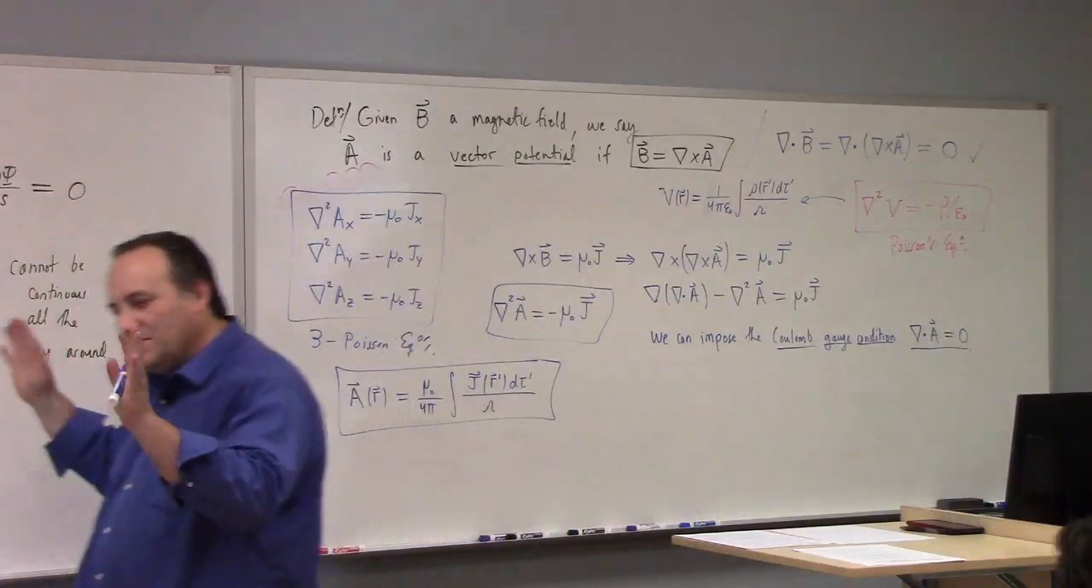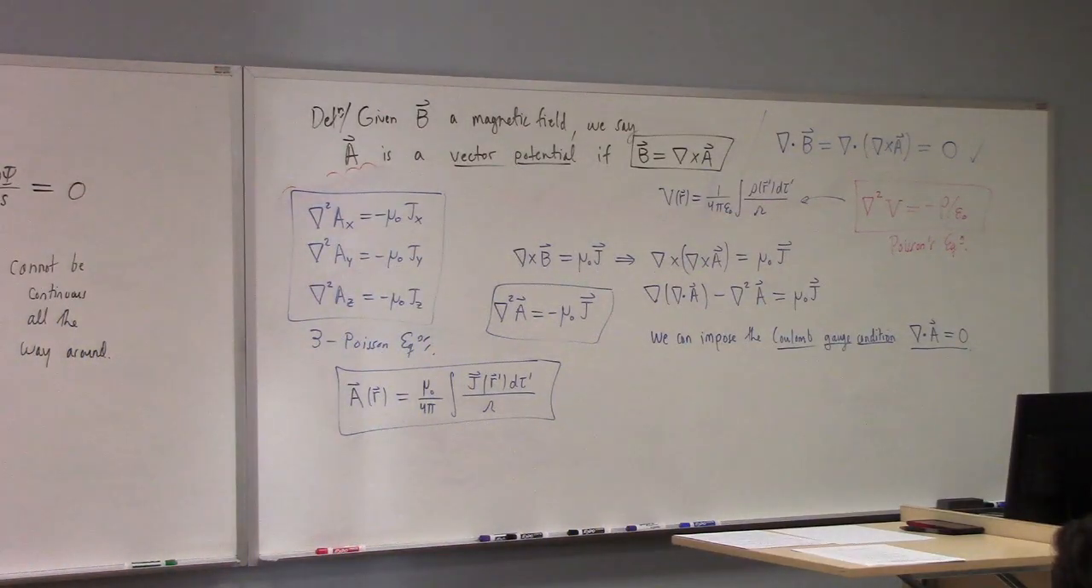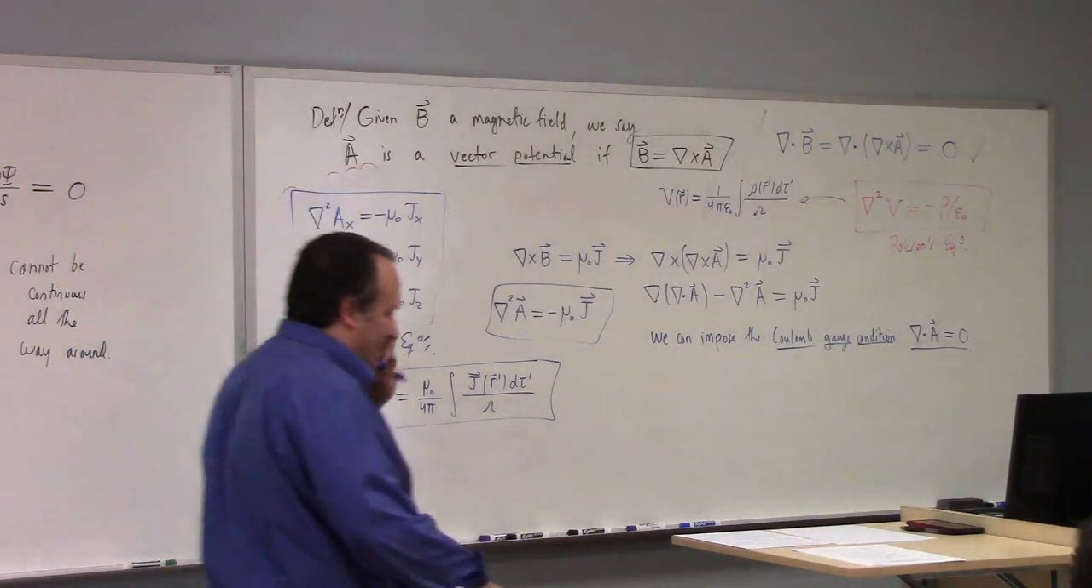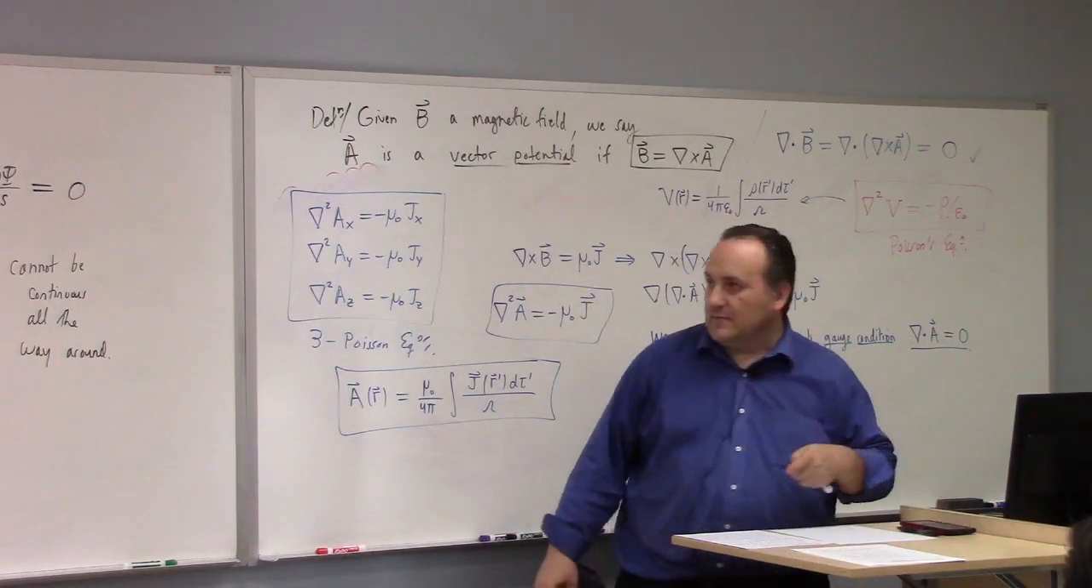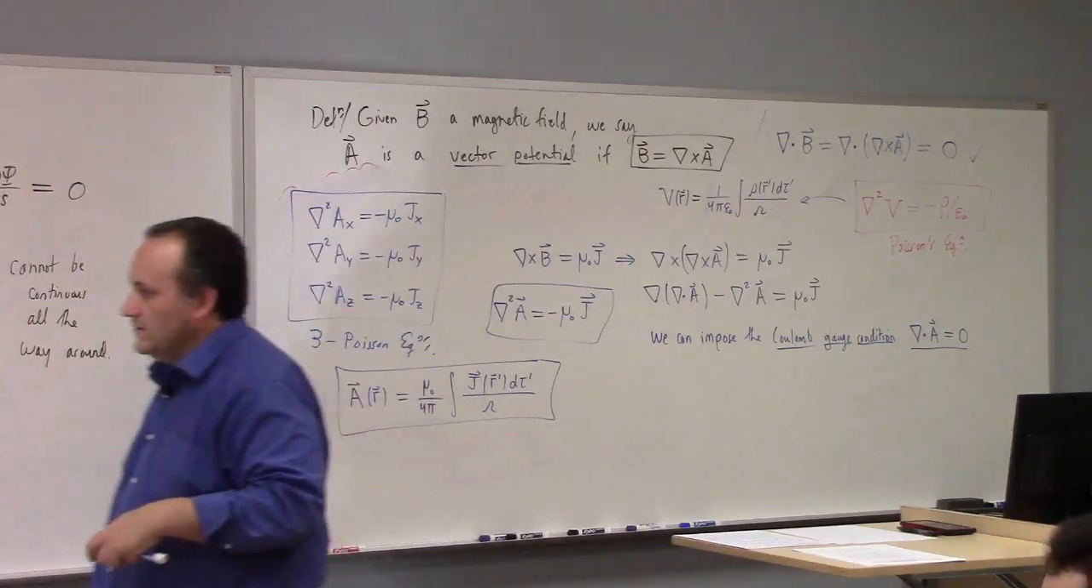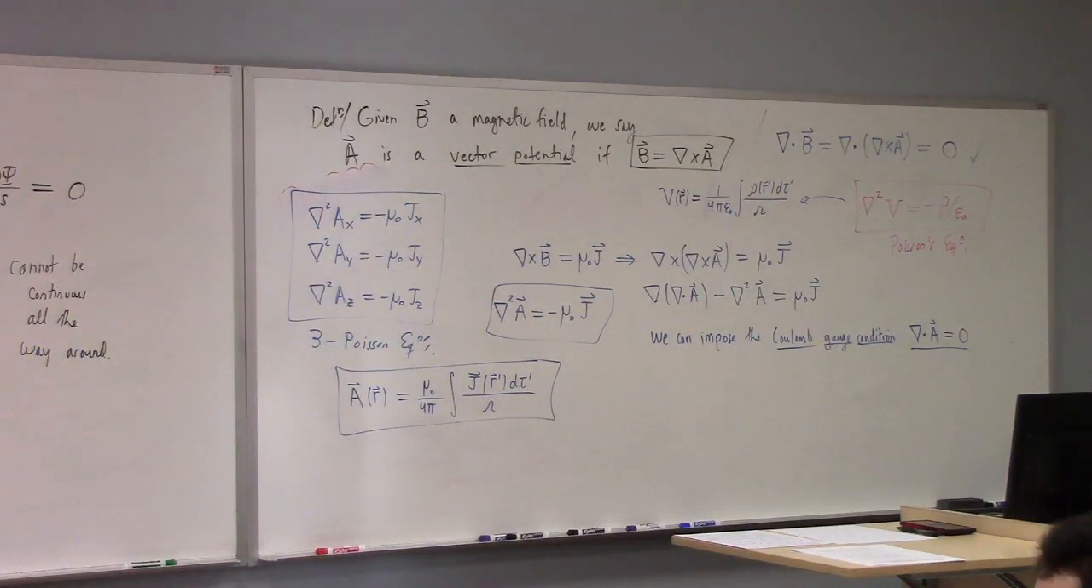Now, there's a curl involved, so it doesn't have to be. Let's talk more about that. So, what I'm talking about right now is largely known as gauge freedom.